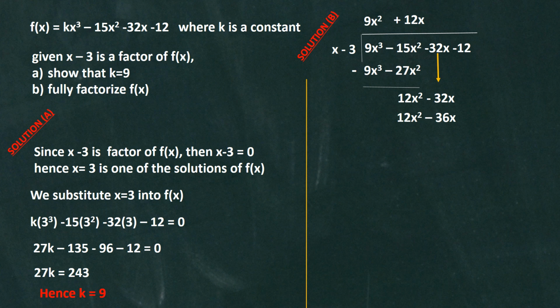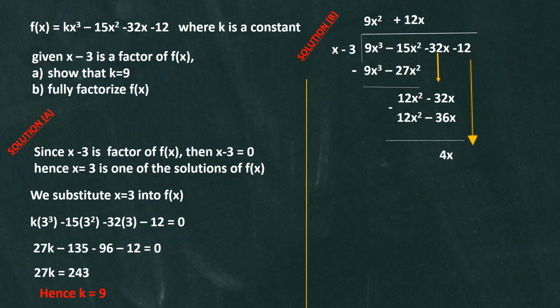Again, we want to get the remainder of that division, and we do that through subtraction. So we do have 12x squared minus 12x squared giving us 0. We do not have to write it. Minus 32x minus 36x is actually minus 32x plus 36x, and that gives us 4x.